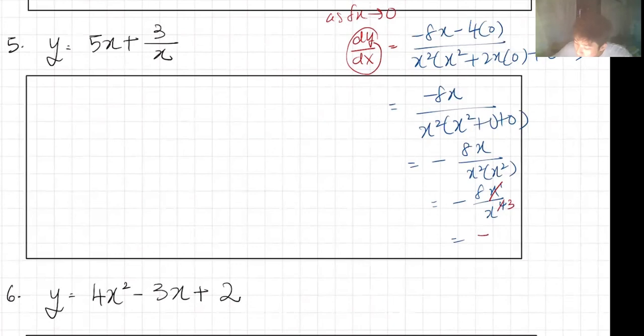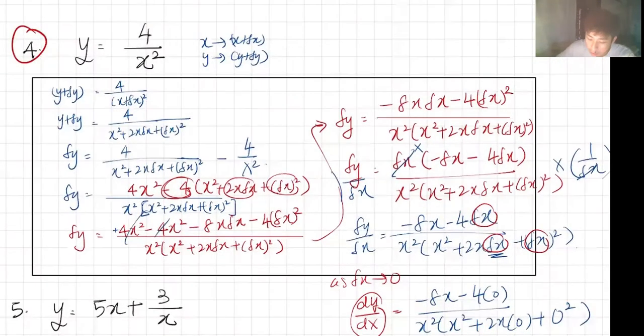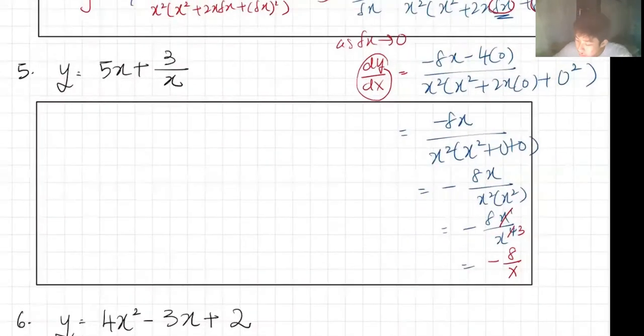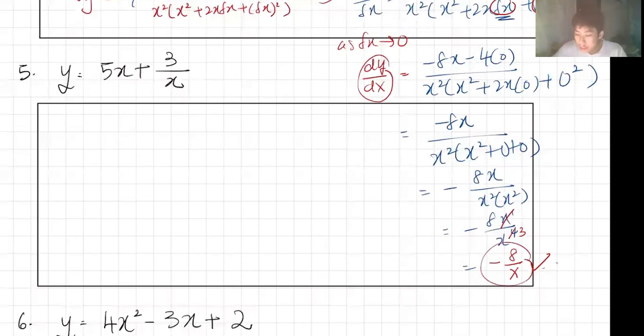So you're left with minus 8 over x. Let me check, is it correct or not? Minus 8 over x. Yeah, the answer is correct. This is the correct answer. Okay, you see, so you don't be scared of the denominator, which is so complicated. Once you put dx as 0, a lot of things will disappear.